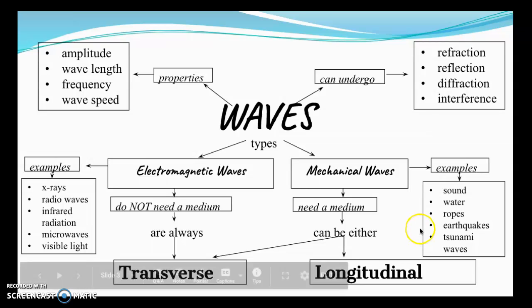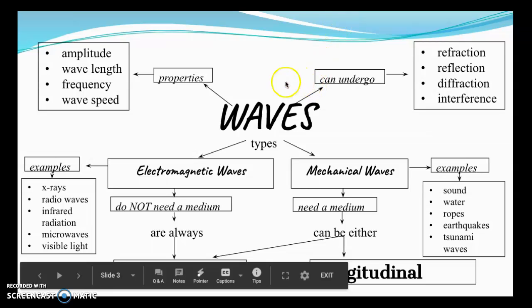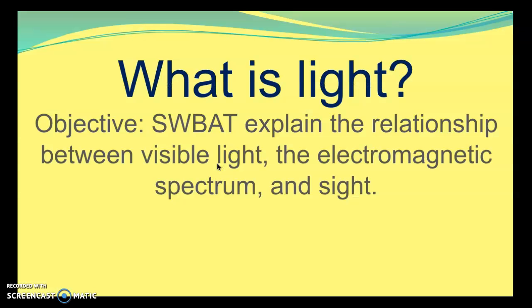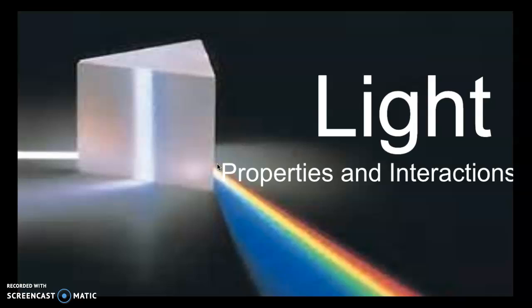So in this whole classification scheme, light is an electromagnetic wave. It doesn't need something to go through because it travels on electromagnetic basically fields, and it's transverse in nature. What is it? Well, let's just try today to explain the relationship between visible light, the electromagnetic spectrum, and sight.